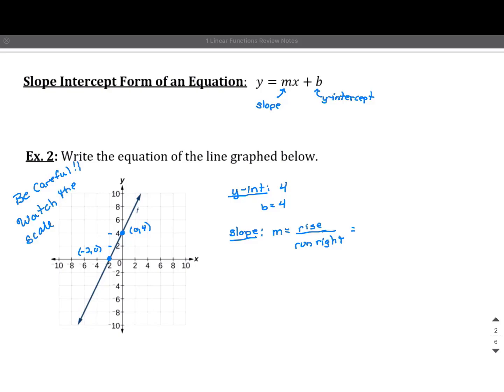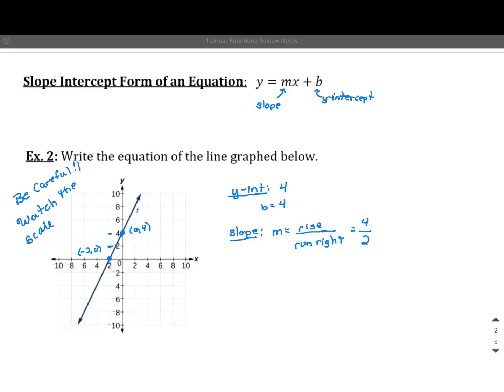It also does the same thing on the x-axis. Now you also have to be careful because the scale does not have to be the same on both axes. So when we rise up 2, we're actually going up 2, 4. And when we run right 1, we actually ran right 2.